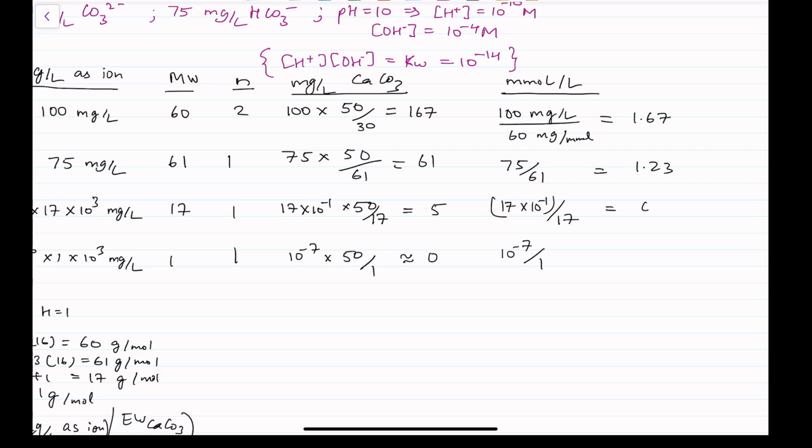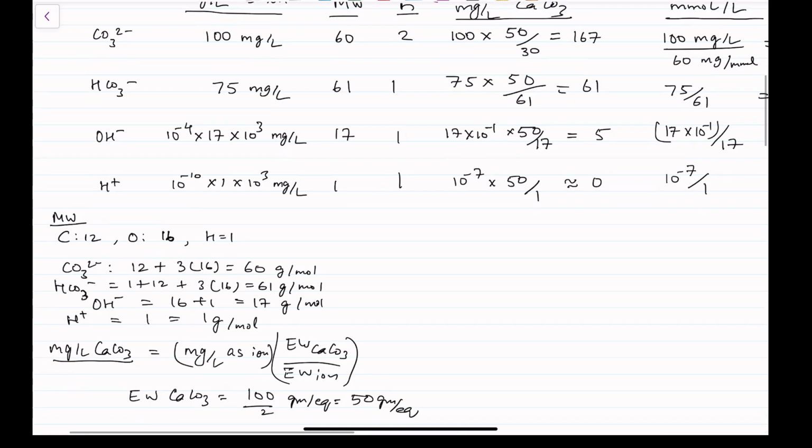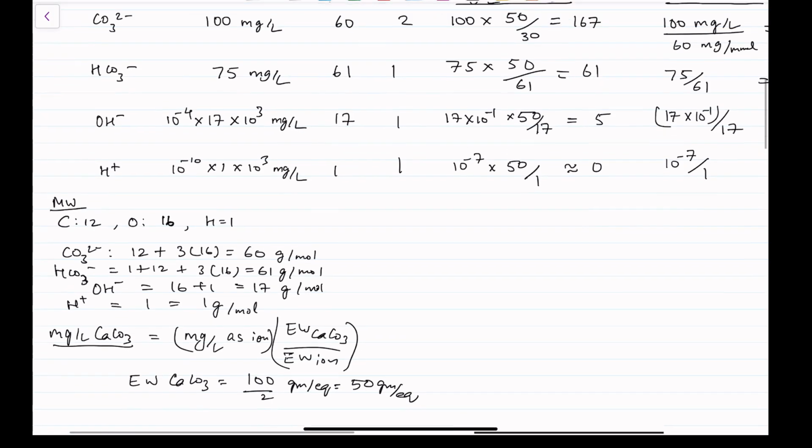This is 0.1, and this, we can say, is almost 0. It's a very small value. Okay, so now that we have these, we should be able to plug these back into the formula above. Okay, let's create some more space here.